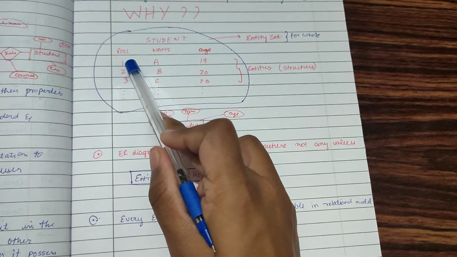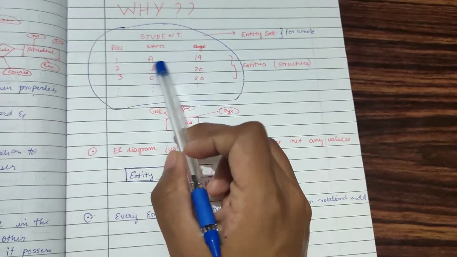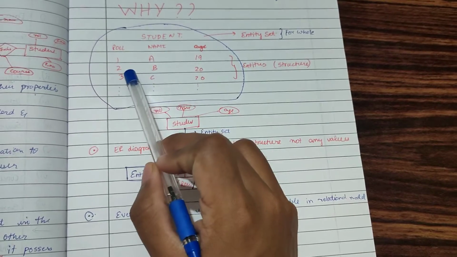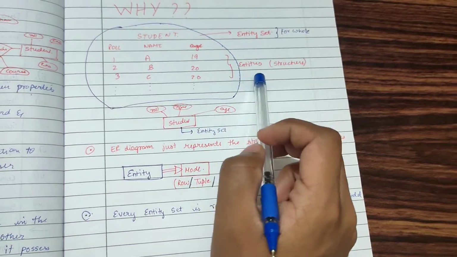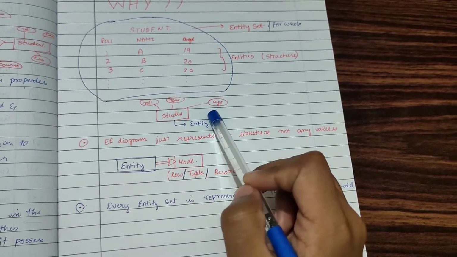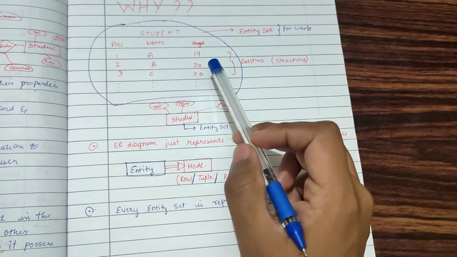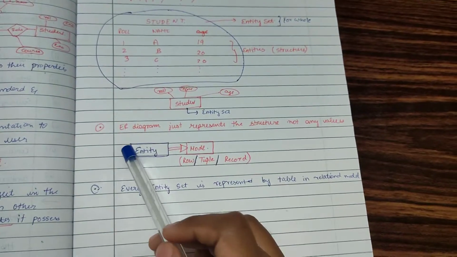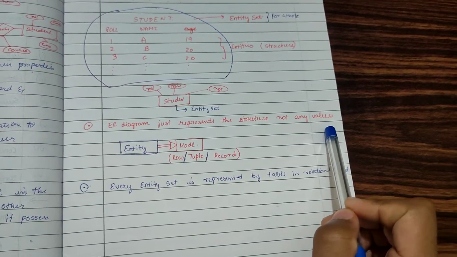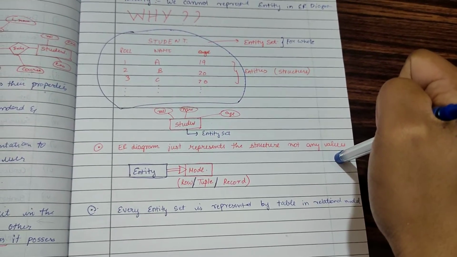For example, 1 2 3, and the name is ABC, let's say. So we can differentiate these from each other. These are entities, and these just form the structure. And as I said, in the entity set there can be different types of students. An ER diagram just represents the structure and not any values. That's why even non-technical users can understand what an ER diagram is.